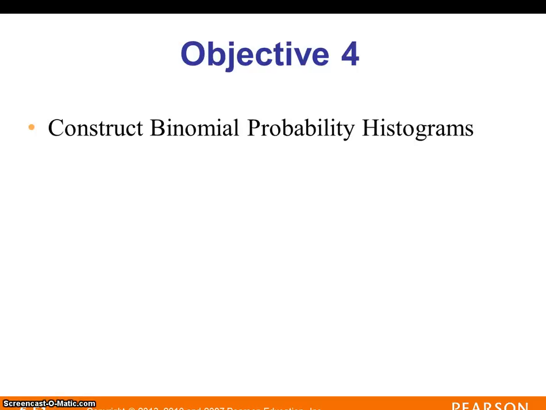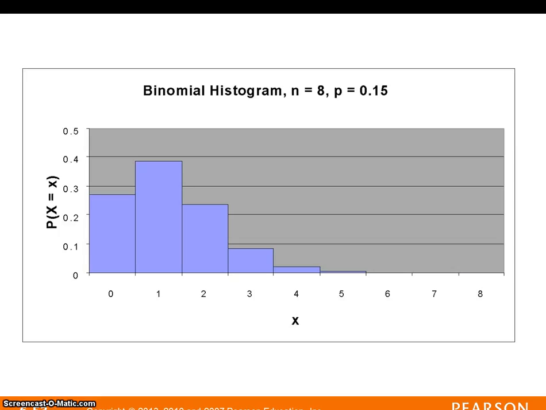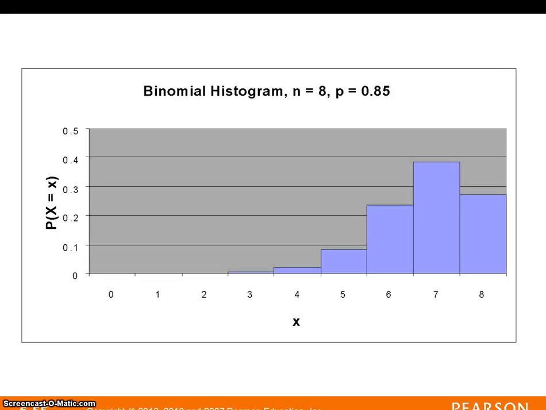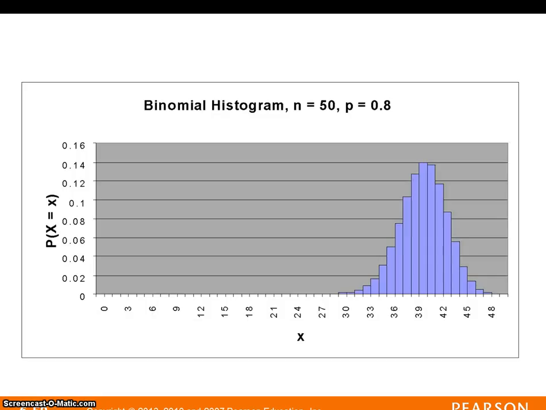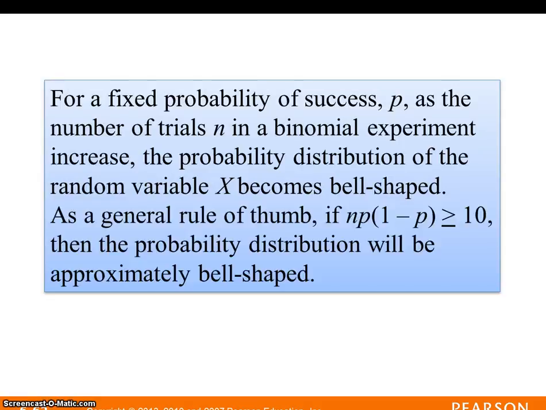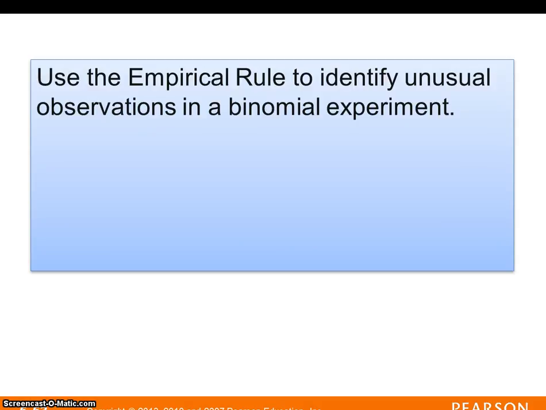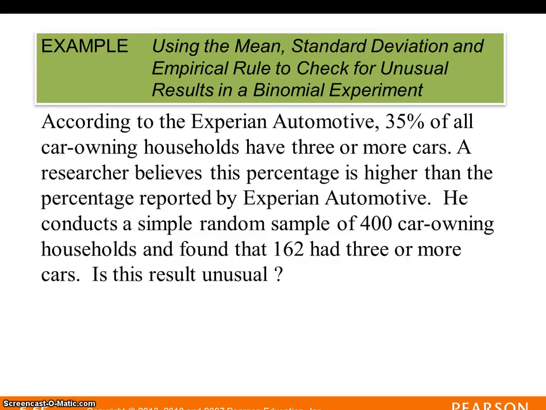Objective 4 is to construct the binomial probability histogram. As far as constructing histograms, this probably isn't something I'm going to have you do, but I'll show you what the graphs look like for different values of p. You'll notice that as n becomes larger, the shape becomes more and more normal, more bell-shaped. Just something to be aware of, not anything you're going to have to use here. Keep in mind that for large sample sizes you can use the empirical rule if it's a normal distribution.